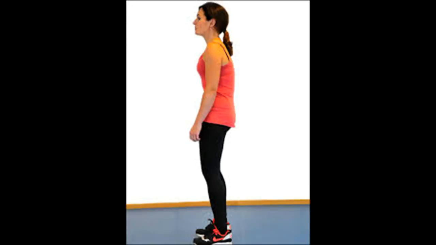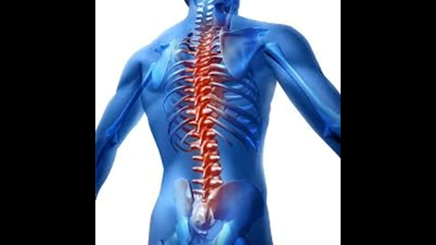These curves normally balance each other out so that when an individual stands, he or she is well balanced and does not fall, and can even walk and run without falling. Now coming to flat back syndrome, this is a condition in which an individual does not have the normal curve that the spine has but has a flat back.